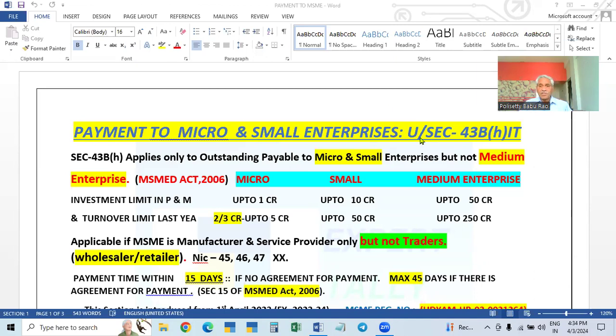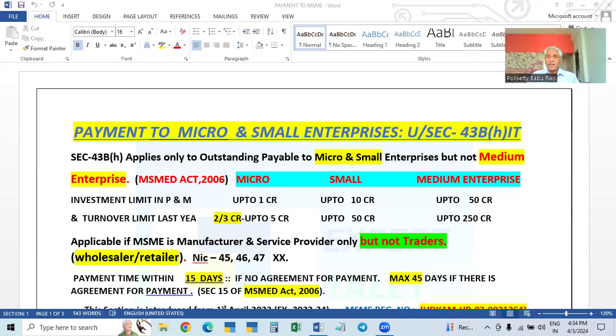So now the newly introduced section is 43BH. Already there was one section in the Income Tax Act, that is section 43B. Under that, when we are calculating the total income to pay the tax, all the expenses are allowed only on a payment basis. If they are not paid, they are not allowed as expenses. They used to be disallowed.